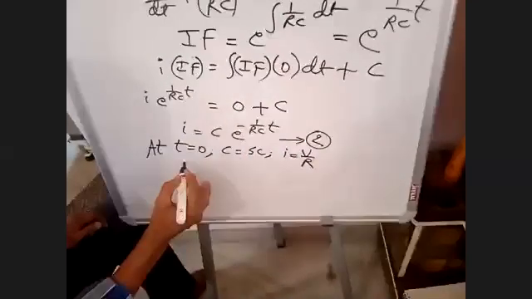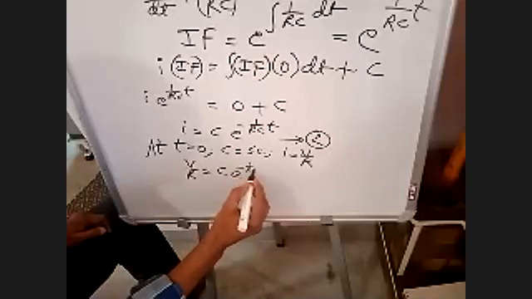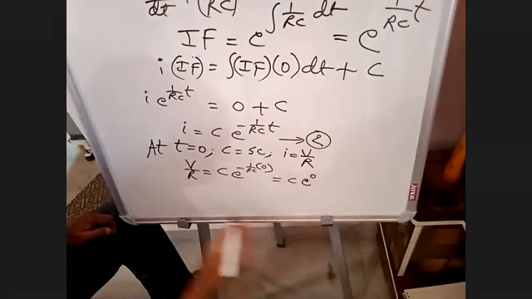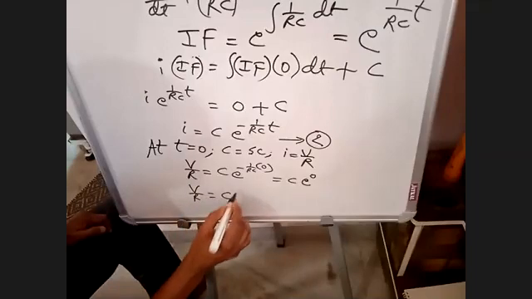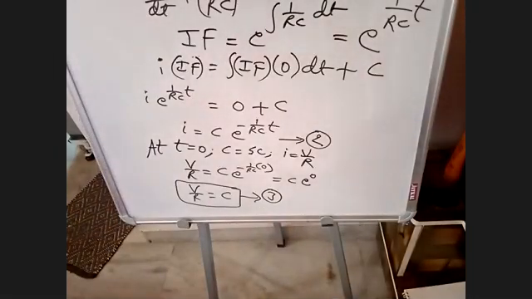Now substitute this initial condition in equation 2. Substitute T is equal to 0 and I is equal to V by R. Now constant C is V by R. Now we have determined the constant C by using the initial condition. Now substitute 3 in 2 and we will get the current equation.